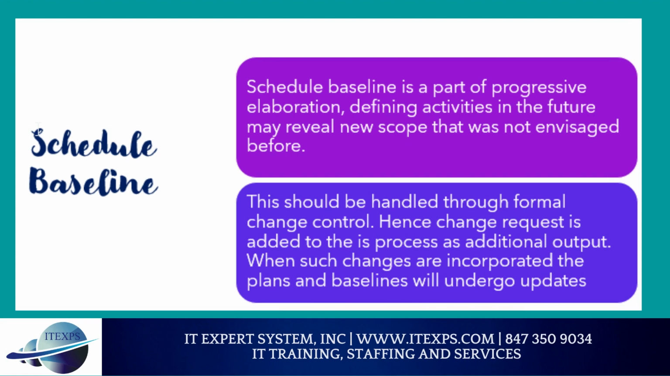Now let's discuss the schedule baseline. Schedule baseline is a part of progressive elaboration. Defining activities in the future may reveal new scope that was not envisaged before. This should be handled through a formal change control. Hence, change request is added to the process as an additional output. When such changes are incorporated, the plans and baselines will undergo updates. Schedule baseline provides a GPS to the project team. It is used to provide the forecast date.